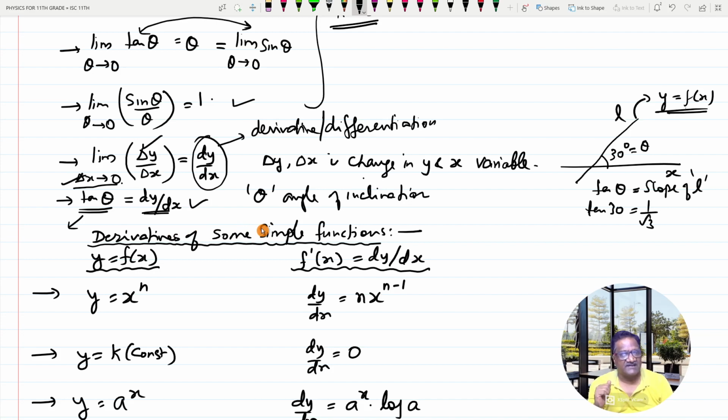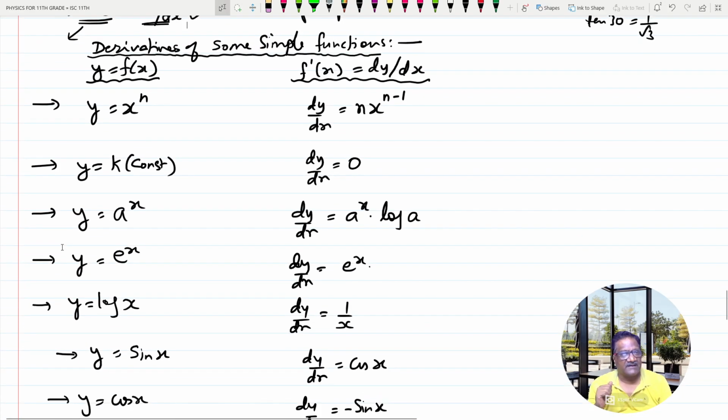Now quickly let us do the derivatives of some simple functions. Suppose y is equal to f of x, and suppose y is a function like x raised to n, then the derivative, that is dy by dx, will be n x raised to n minus 1. Suppose the function is a constant function, y is equal to k, then the derivative of any constant function is 0.